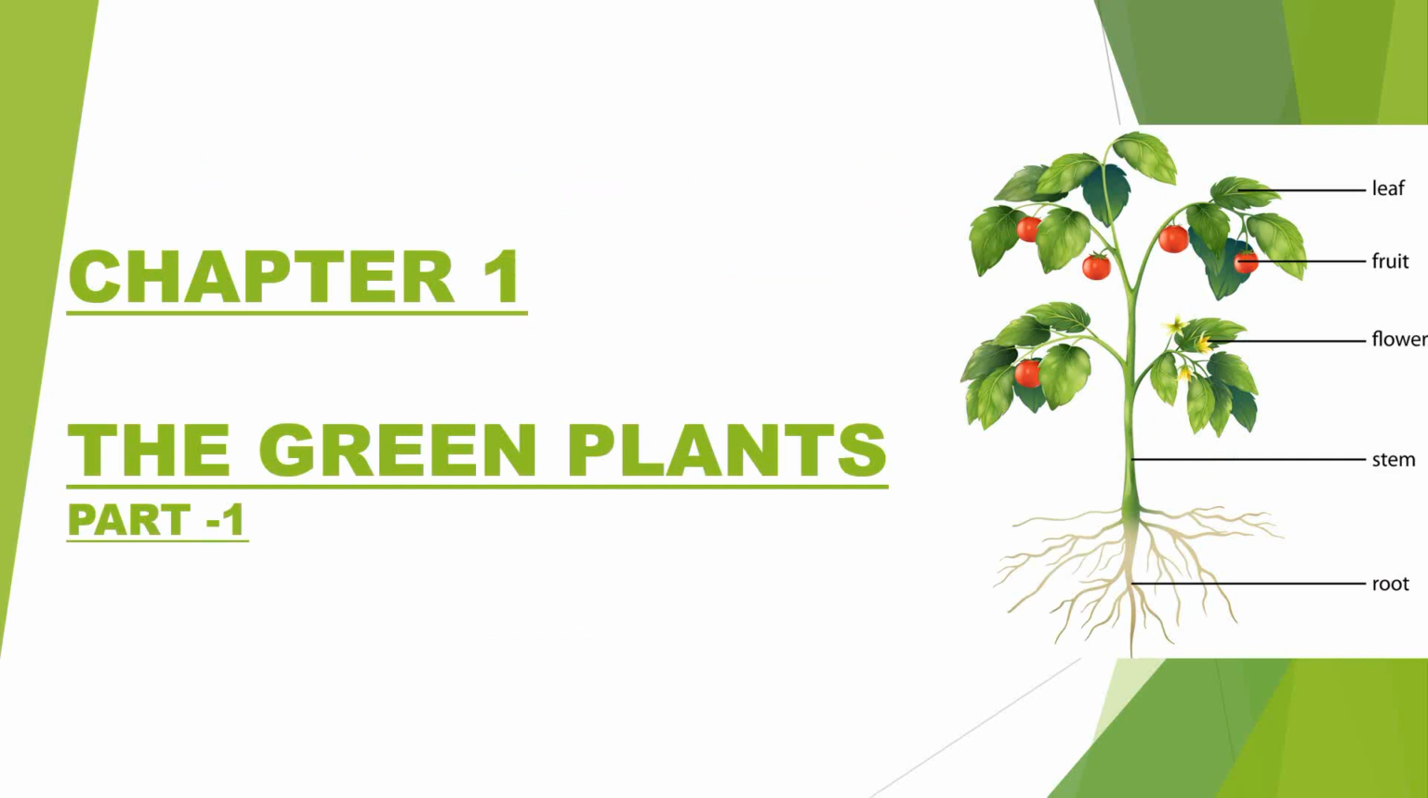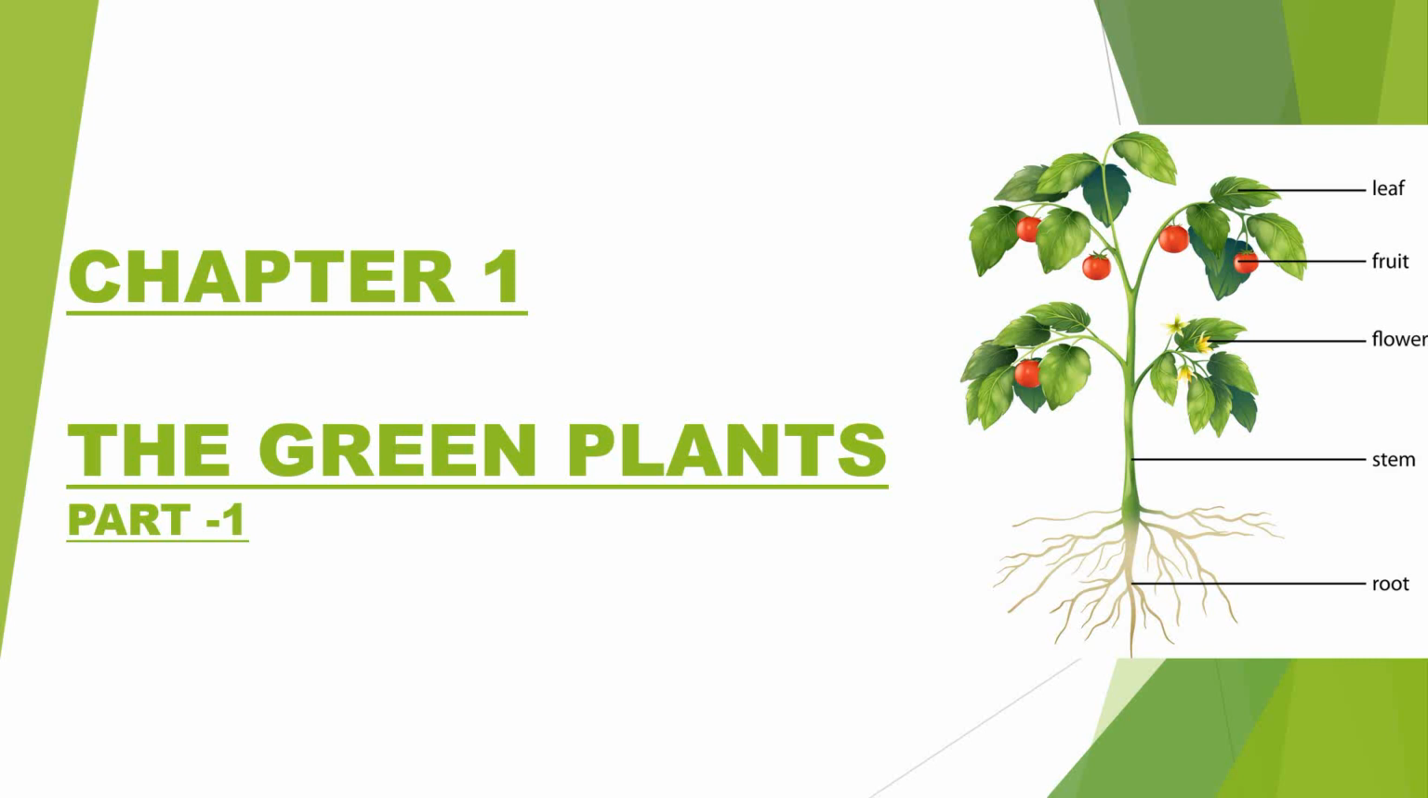Yes, students. So now you can see on a screen the green plants. The topic is green plants. Here is a plant showing various parts, that is leaf, fruit, flower, stem and root. Do you know why all these have such different parts? Because all have their specific functions.